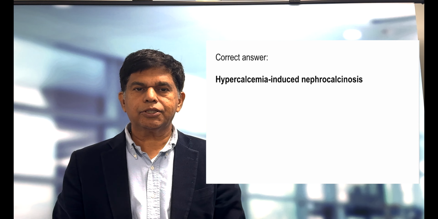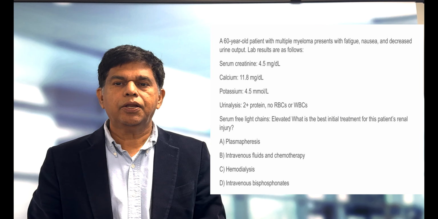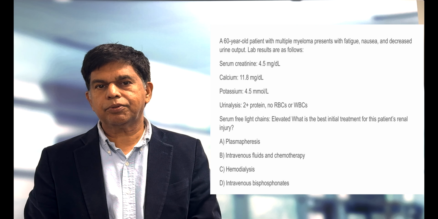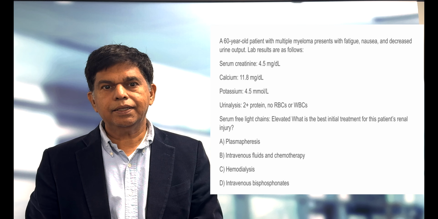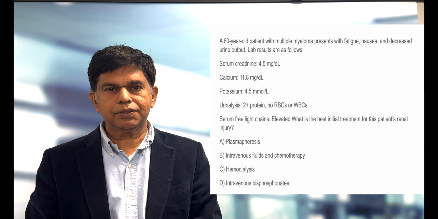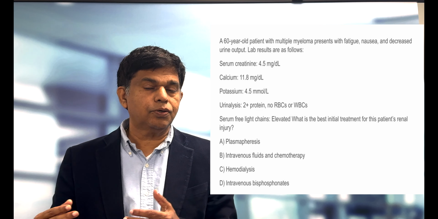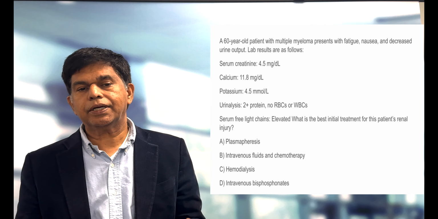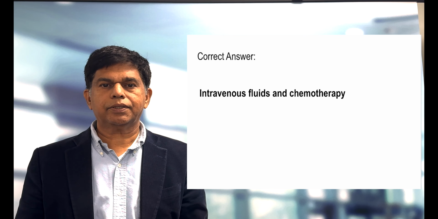Okay. Now the next question: a 60-year-old patient with multiple myeloma presents with fatigue, nausea, and decreased urinary output. Lab results are as follows: serum creatinine 4.5, calcium 11.8, and serum free light chains. Anytime free light chains are there, again, you know this is cast nephropathy. And how do you treat it? Multiple myeloma, you give IV fluids, and chemotherapy is the answer. Okay, let's go to the next question.